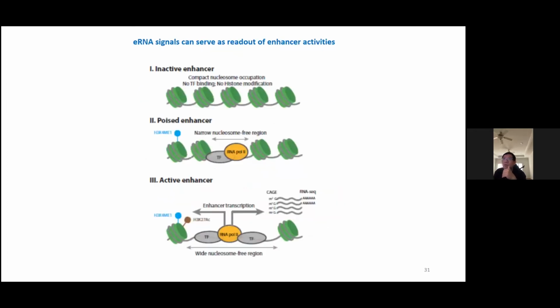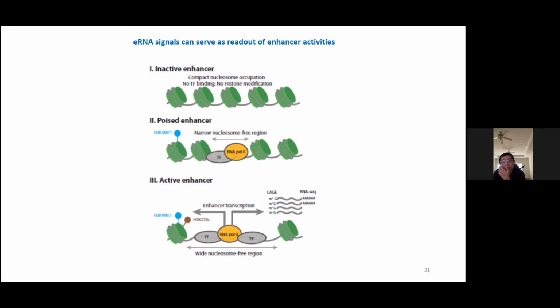You can imagine that when you have an inactive enhancer, it is wrapped around the nucleosome, but when you have an active enhancer, polymerase II will bind to that region. Chromatin will open, and the enhancer can be transcribed by polymerase II. They generate some short RNA-seq reads, which we call eRNA, enhancer RNA. So we think the eRNA signal can be used as a readout for enhancer activity, because when you have enhancer activation, you have eRNA.